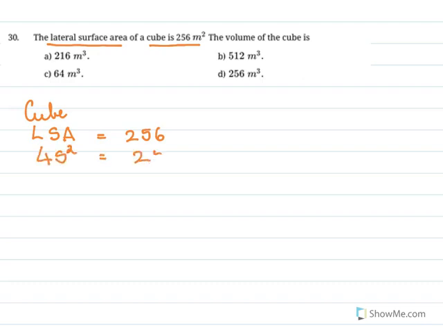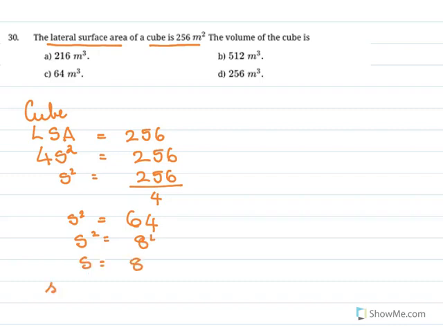So 4s square is 256. S square will be 256 over 4. So your S square here will be 64. So S square is 8 square. So S equal to 8. So the side of the cube equal to 8 meter.